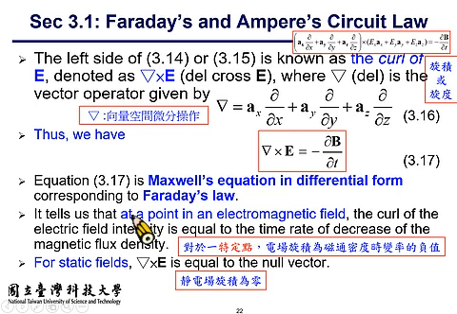Okay, and it tells us that for a point in the space, the electromagnetic field, the relationship of its magnetic field, the curl of the electrical field intensity equals the time rate of decrease of the magnetic flux density. So this is the verbal expression for the Faraday's law in differential form.